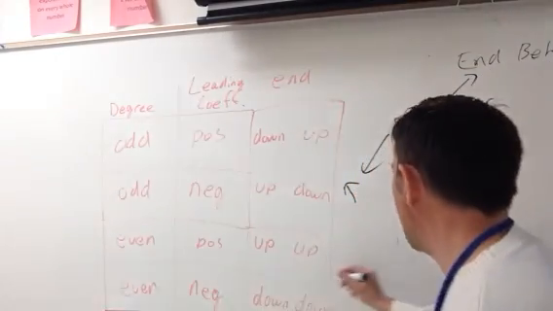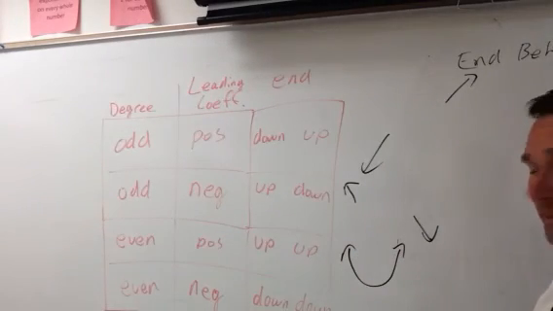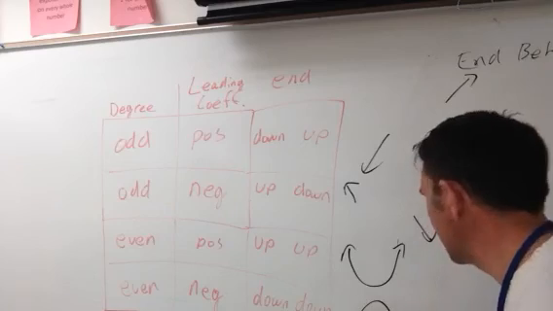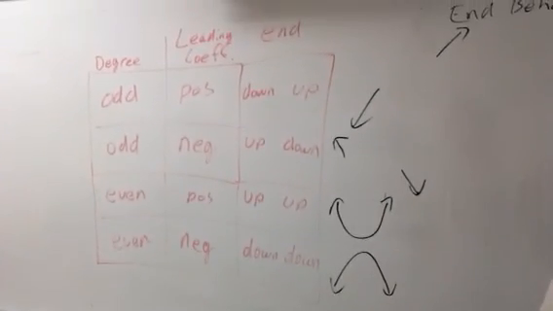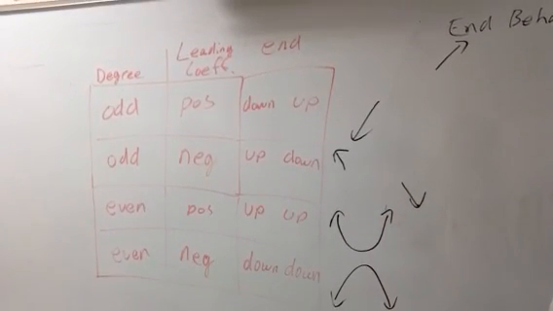If they're even, they'll be ending in the same direction. If it's even and it's positive, it's going to look like a parabola. It's going to end like that. If it's even and it's negative, it's going to end like this. So as we go through and work with more of these over the next couple days, keep these two charts handy. You're going to need them.